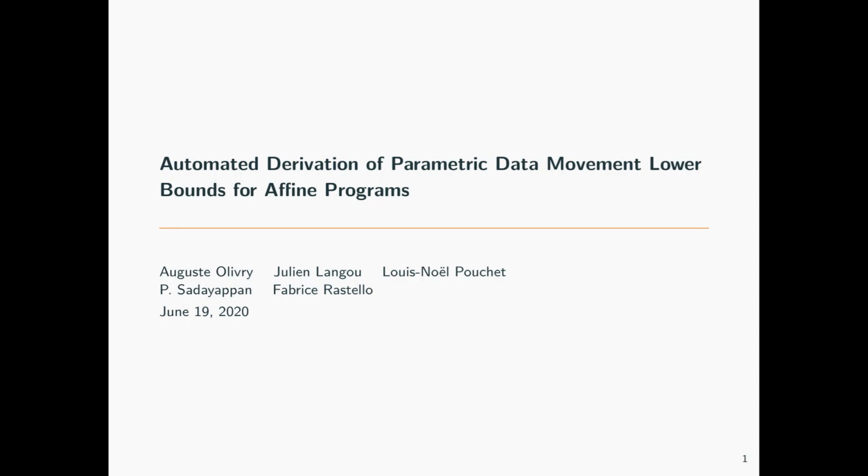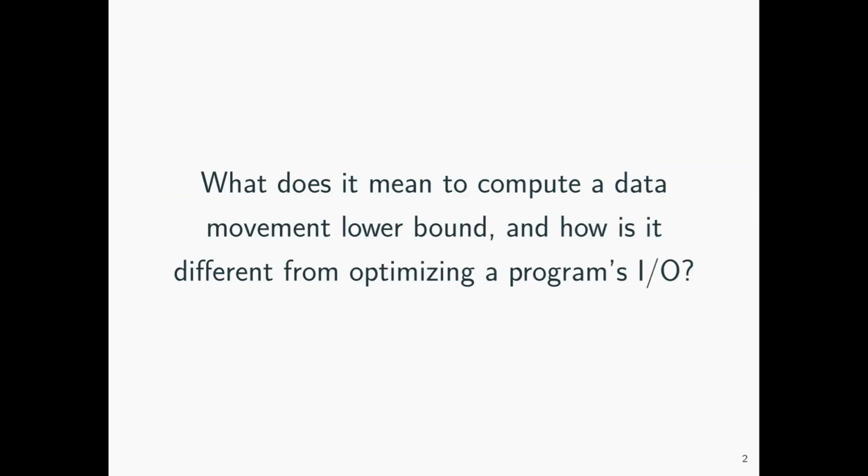Hello and welcome to this presentation on our paper, Automated Derivation of Parametric Data Movement Lower Bound for Affine Programs. So this is about an automatic tool that does an analysis of programs that belong to the class of affine programs and outputs a formula that is a lower bound on the data movement of this program.